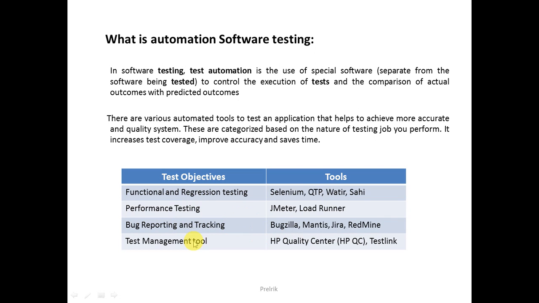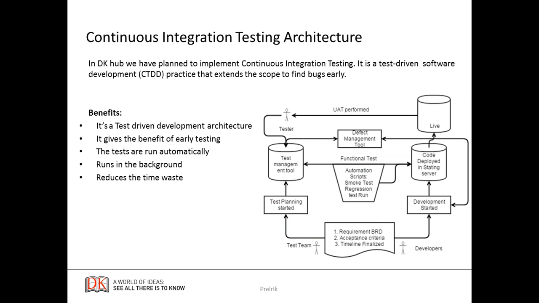And test management tools are like HP Quality Center, which is a paid tool of Mercury. Earlier it was developed by Mercury, but later it was acquired by HP. So it's a product of HP now. And TestLink. TestLink is open source, so you can manage your work in TestLink. Now, what is continuous integration testing architecture? Actually it is part of automation. So when I create a separate video for automation, I'll cover continuous integration testing architecture there, because it's very crucial, and I think this video is taking a bit longer, so I'll explain it in a further video.